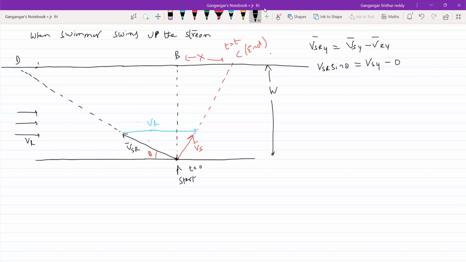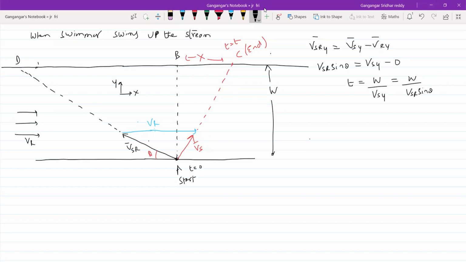VRY will be 0. Why is VRY 0? The river is flowing along the x-axis. So therefore, VSY equals VSR sine theta. So we will determine the time taken to cross the river, W by VSY. So this is equal to W by VSR sine theta.